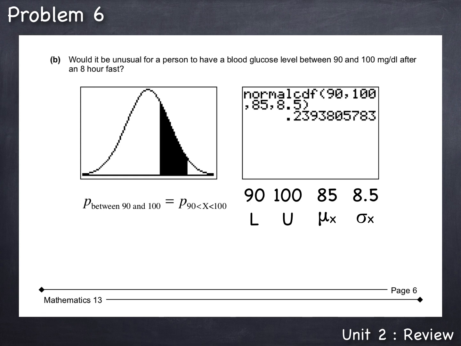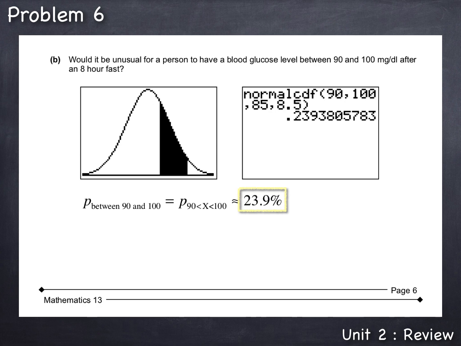we can enter those into our normal CDF command by pressing second vars to get to the distribution menu, arrow down to the normal CDF command, press enter, then type in 90, 100, 85, 8.5, close parenthesis, and press enter. We get the decimal answer of 0.2393. And since 3 is less than 5, this just rounds to 0.239, or 23.9%.